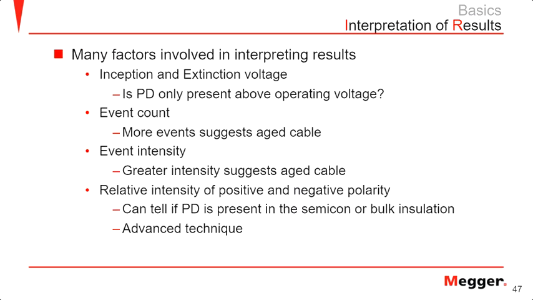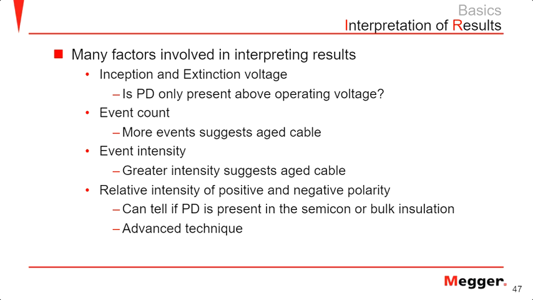And interpretation of results, there are a lot more parameters involved when you are considering interpretation of results. Obviously, we discussed inception and extinction voltage. Is PD only present above operating voltage? If yes, then that's a good thing because it doesn't come into your operating voltage. Whenever it starts coming into your operating voltage, then obviously you have a problem that partial discharge is happening all the time.